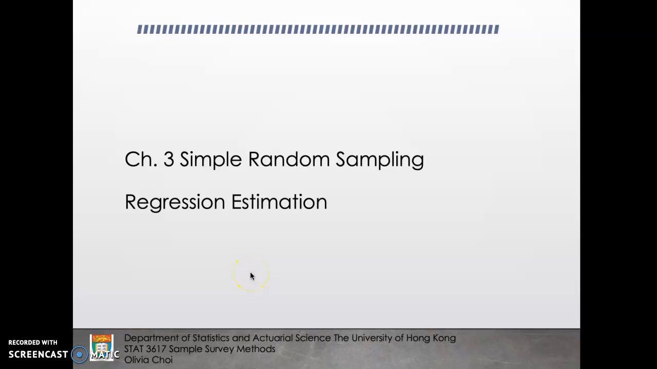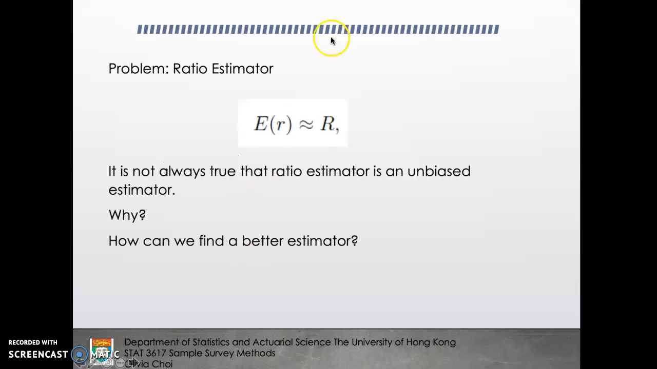Hi. Okay, so today I'd like to discuss regression estimation under simple random sampling. Last time we talked about the ratio estimator, and at the end of it, we stated that it is not always true that the ratio estimator is an unbiased estimator. Why is that? How can we find a better estimator?